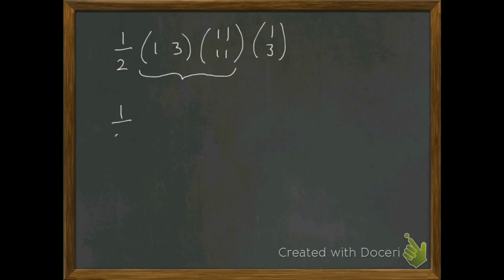When we have 1/2, 1, 3, 1, 1, 1, 1, 1, 3, this part right here is going to give us 4, 4. I think that's right, wasn't it?